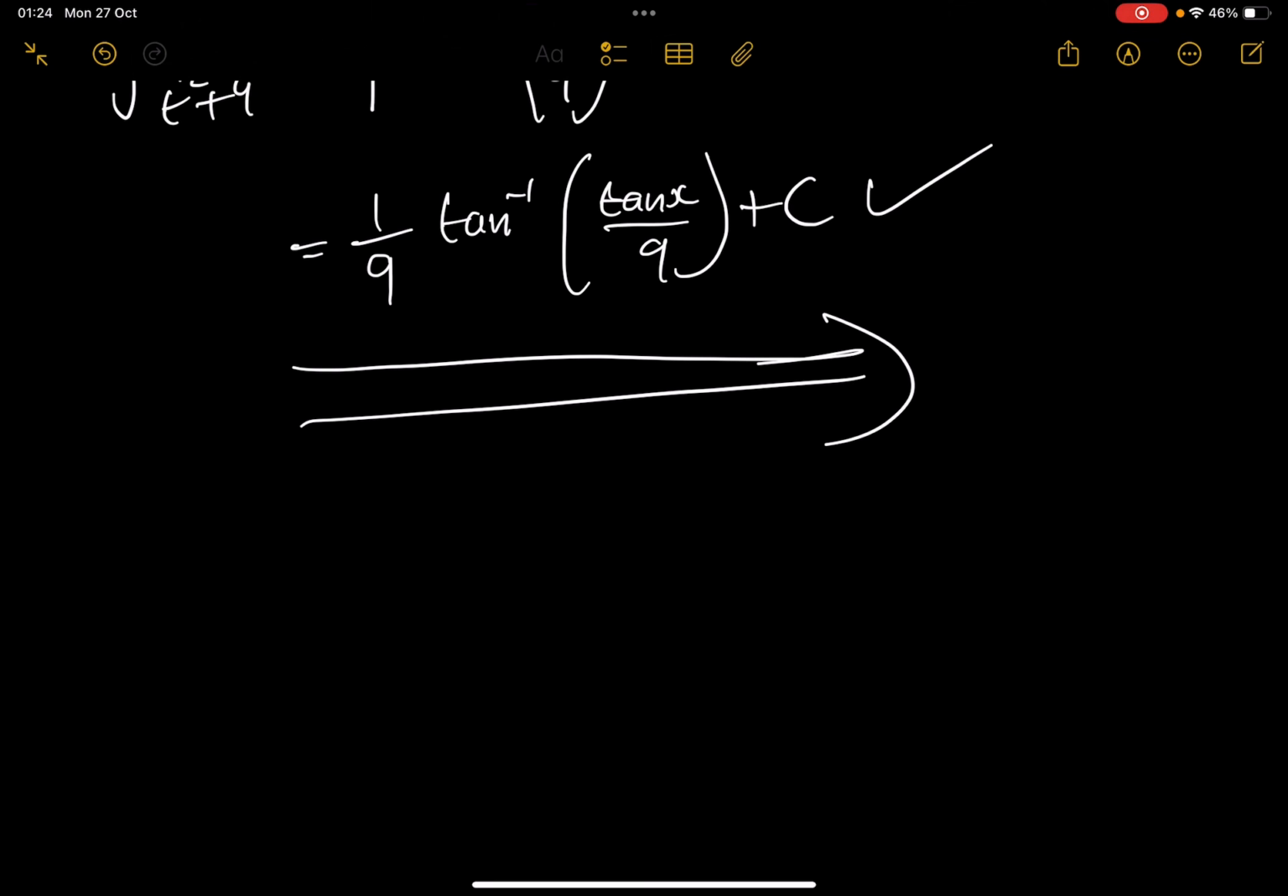So in the next video, we're just going to look at other integration techniques and also look at the reduction formula.